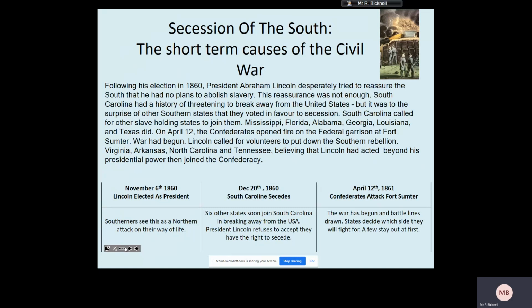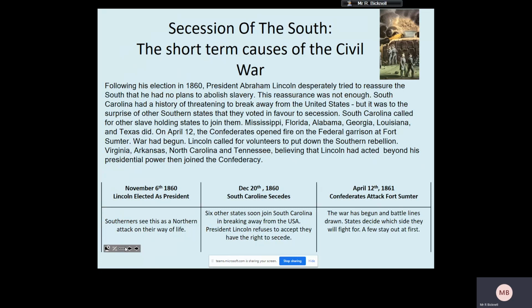And he said, look, I'm not going to get rid of slavery because that would end so many people's ways of life. But that wasn't accepted. People didn't believe his word. And the South saw the election of Lincoln as an attack on their way of life and potentially the end of their way of life.